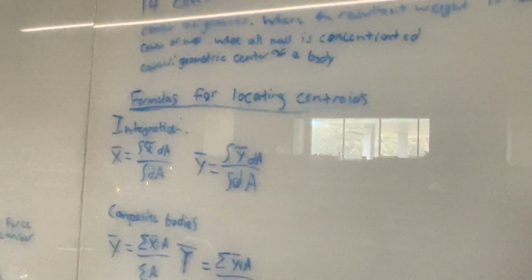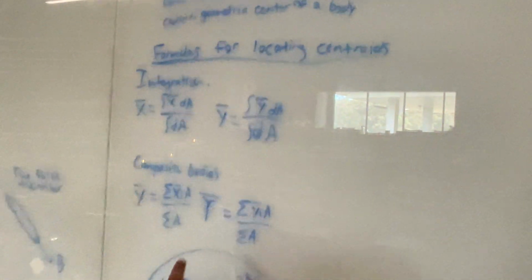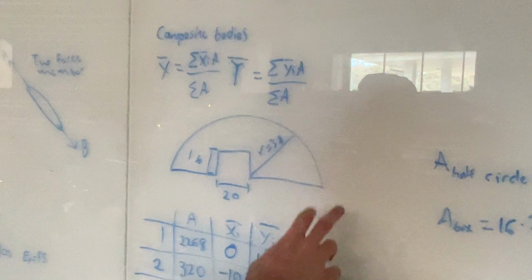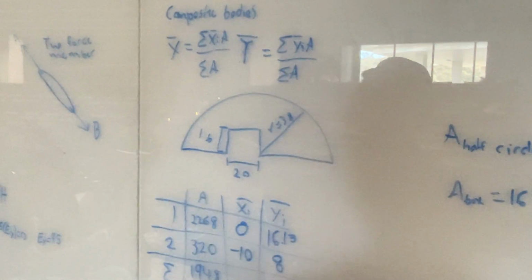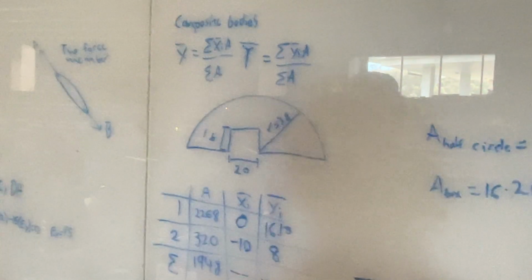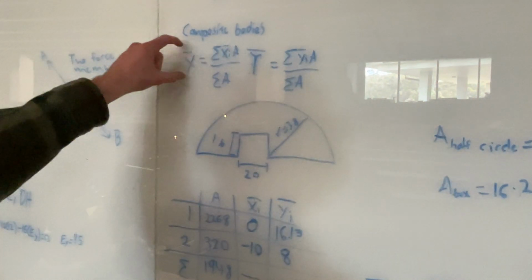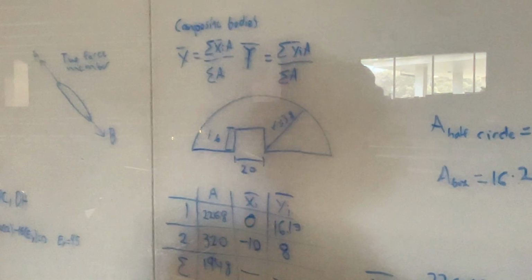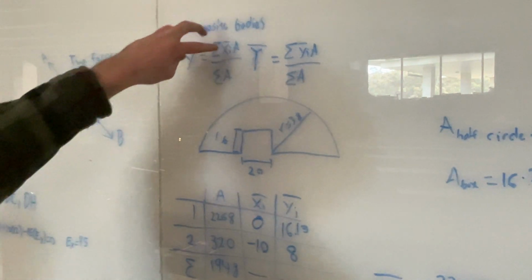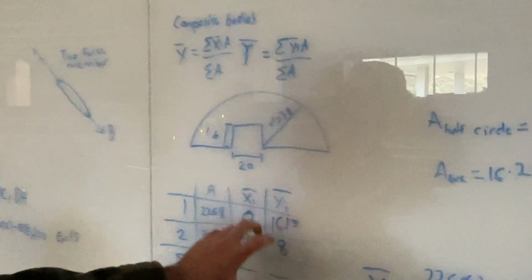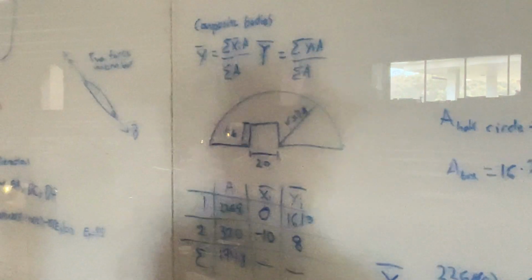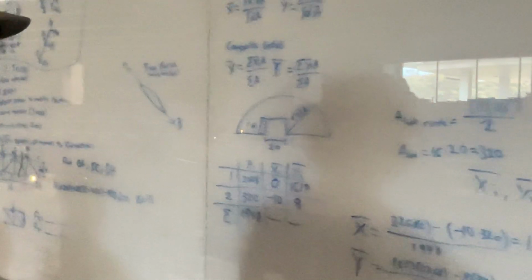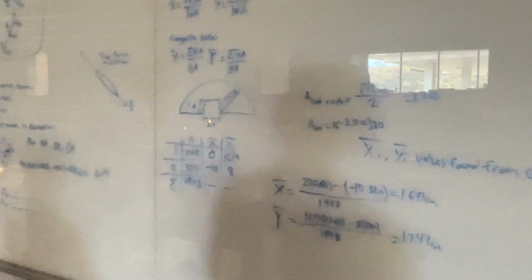You can also, if we have areas that make sense like this, where it's a half circle and a square cut out of it, use the composite bodies way of doing it. We're solving for the center with respect to x and y. These are the equations for it. These x bar values are given, and the ones we found down here are from formulas that are given. They'll probably be on the equation sheet. I hope to God they are.